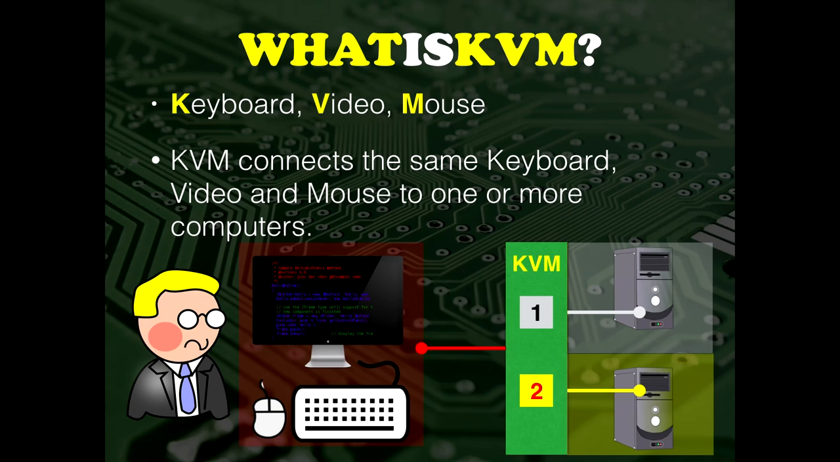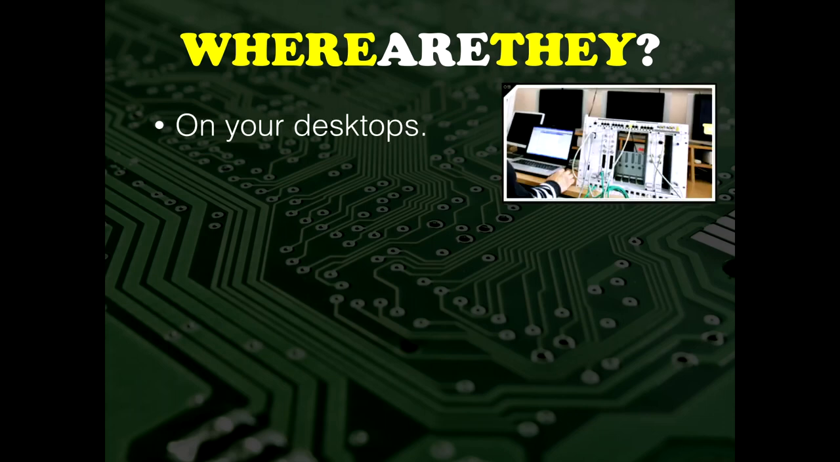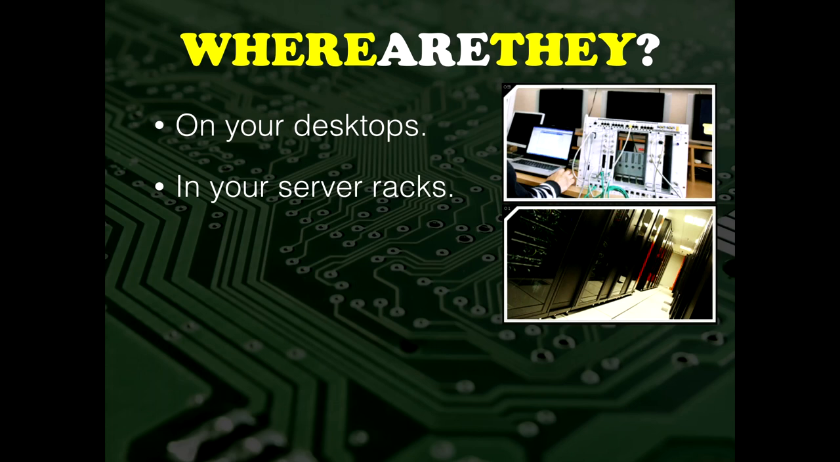These are KVMs. Now, where can we find those creatures? We can find them in a lot of places. We can find them on your desktops, such as the example I just showed you. We can also find them in your server racks. A typical server rack holds, let's say, 8, 9, 10 servers, and in order to physically manage those servers, we must have some kind of KVM inside that rack to make the server administrator's life a bit easier. So we do have KVMs in server racks.